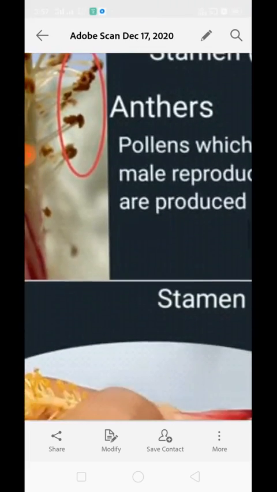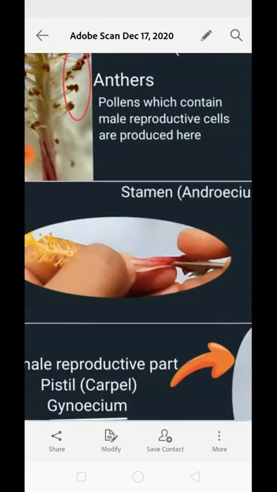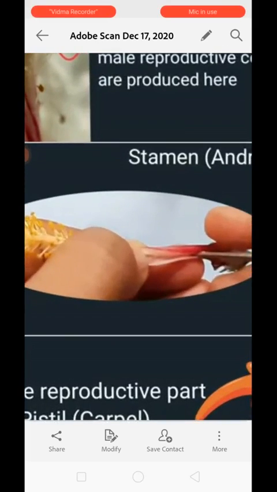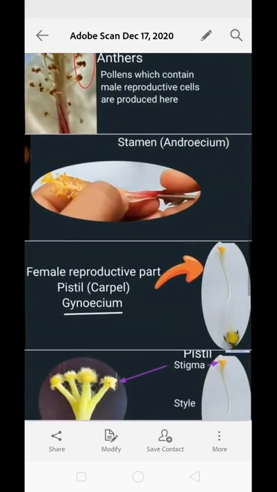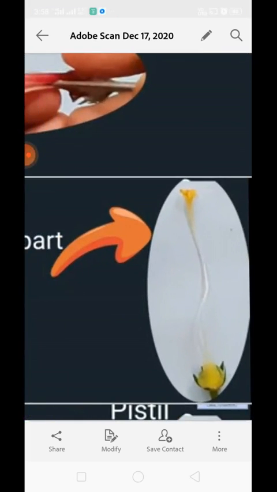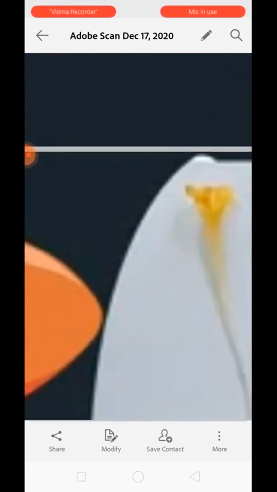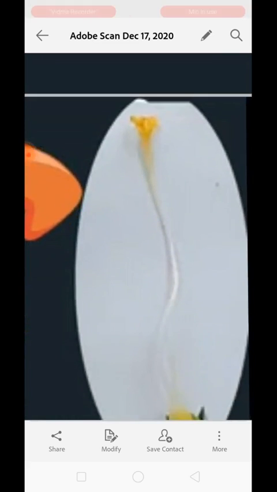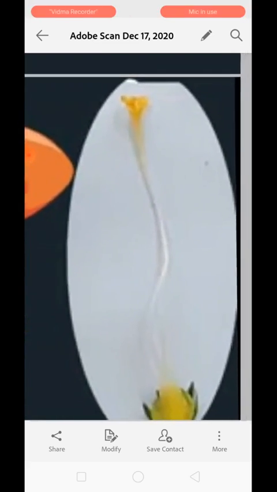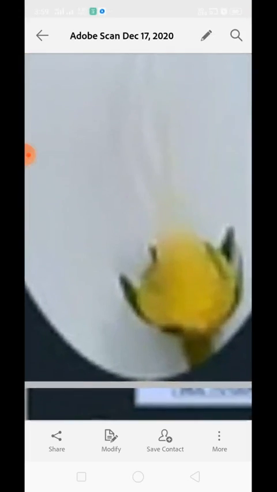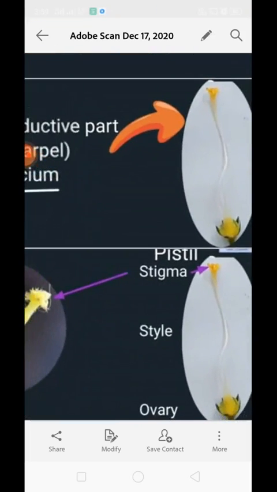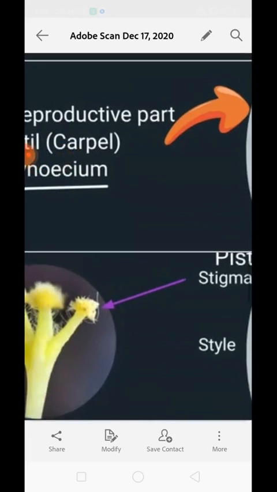Now we are going to open the tube which is formed by the fusion of filaments. After removing this, we can see the inner structure is like this. The upper part of it is known as the female part, or stigma. The middle pipe-like structure is known as style, and the lower, swollen part is known as ovary. This pistil is carrying the stigma, you can see the stigma over here.